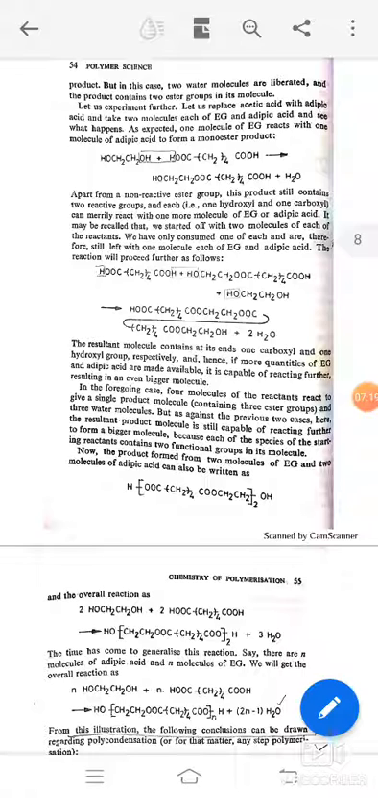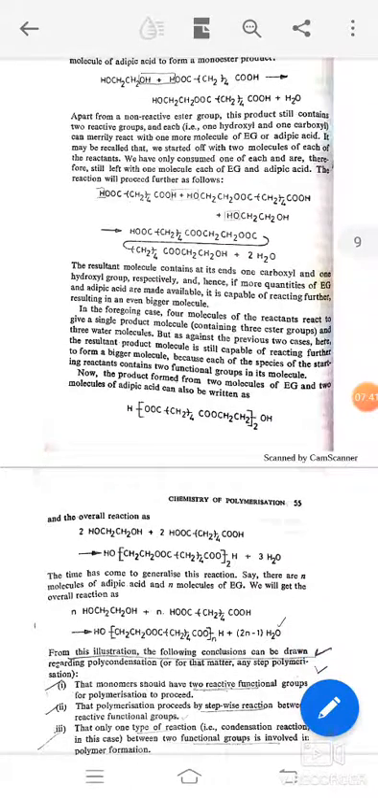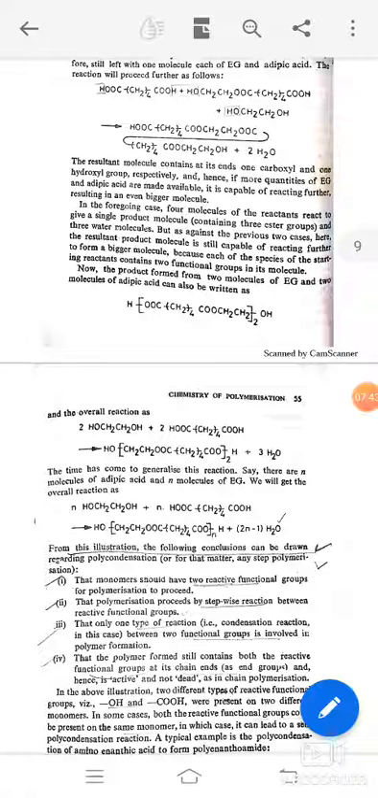In this foregoing case, four molecules of the reactants react to give a single product molecule with three ester groups and three water molecules. But unlike the previous two cases, here the resultant product molecule is capable of reacting further to form a bigger molecule, like a polymer. And the overall reaction is this.